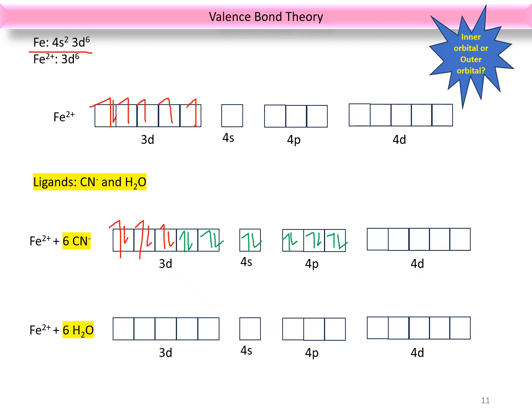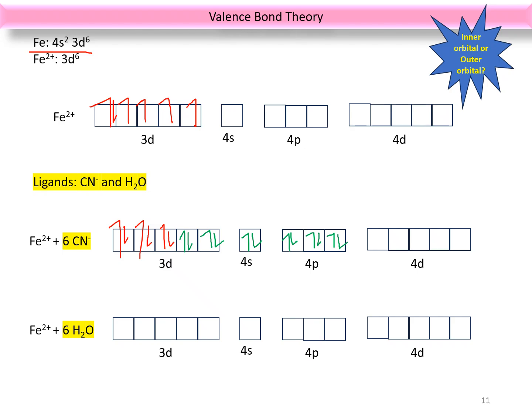Is this complex hexacyanoferrate(II)? This is ferrous, Fe 2 plus. You have iron 2 plus and 6 cyanide, so the overall charge is -4. For hexacyanoferrate(II), is the hybridization an inner orbital hybridization or an outer orbital hybridization? This is an inner orbital.